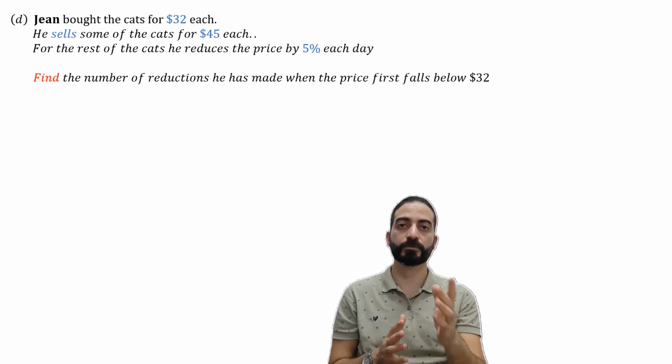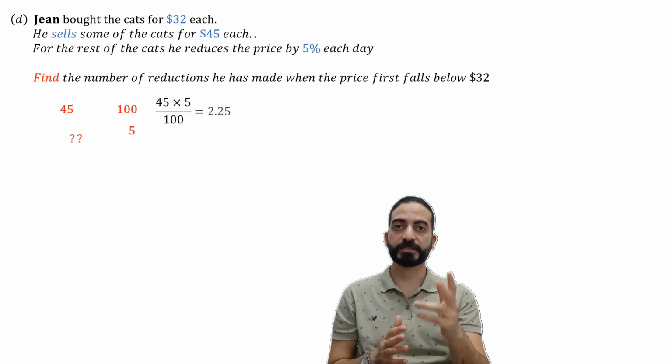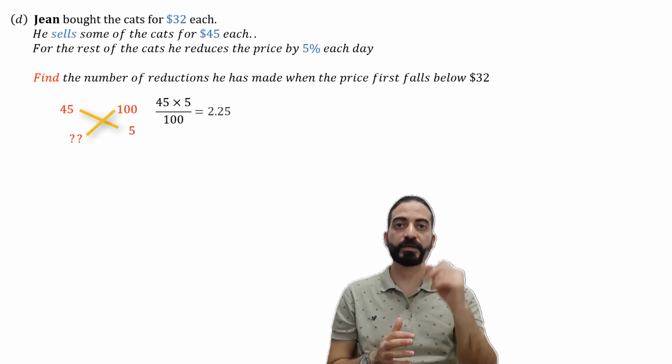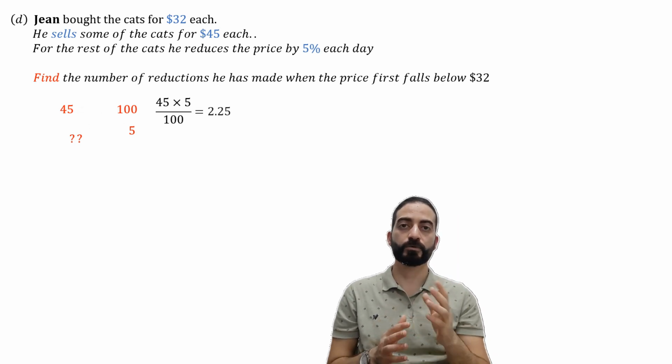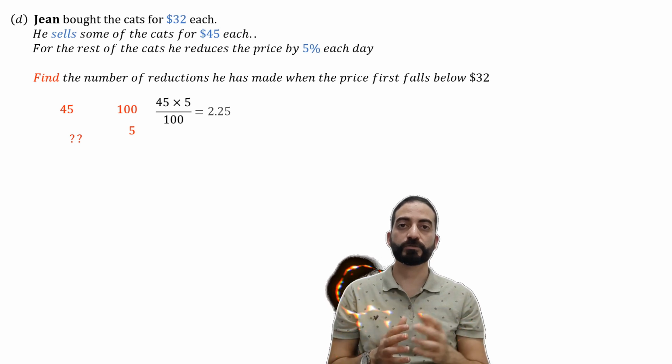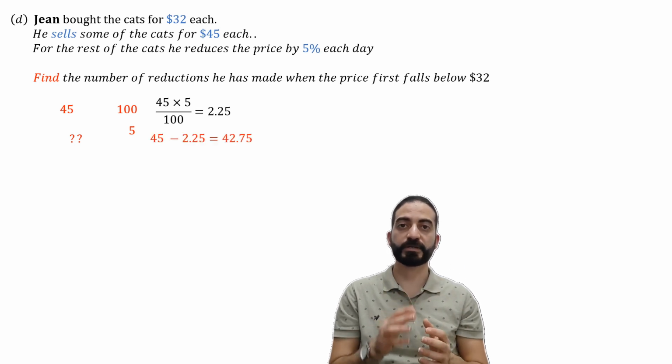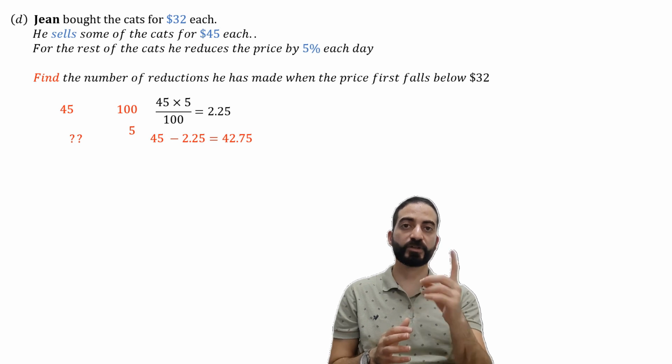We use this rule: $45 is 100%, and 5% is how many dollars? We multiply these numbers together and divide by this number to get $2.25, which is 5% of $45. Now, as long as Jean reduces the price, we must do subtraction, as we notice that this number is greater than $32.